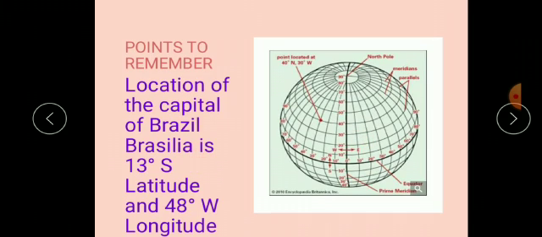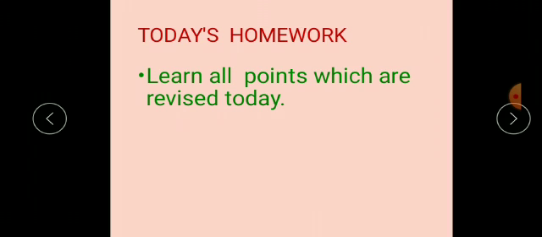So practice it, children. The more you practice now, the more you will learn about the location of any place on the earth. So what would be your today's homework? You have to learn all the points which we have revised today. You don't have to write down, but you have to revise it. Just try to find out the location of Brasilia again and again on the globe or on the atlas, on the map. Just practice it.